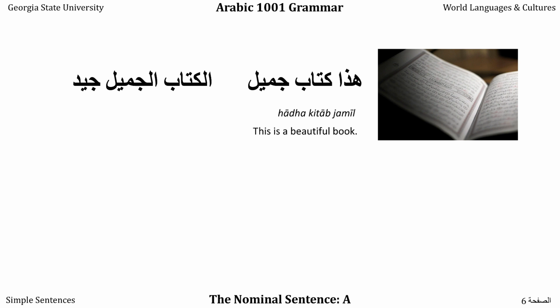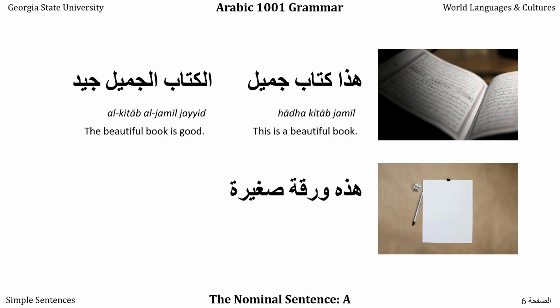We can say al-kitab al-jamil jayyid. Al-kitab and al-jamil are both definite by virtue of having alif lam, but then jayyid is indefinite. So we know this is a sentence because it goes from definite to indefinite, and that's where we put the is. So now we have the beautiful book is good. Let's look at the page. We can say hadahi waraqa saghira, where we go from hadahi, which is definite by definition, and then waraqa is indefinite, and then saghira agrees completely with waraqa.